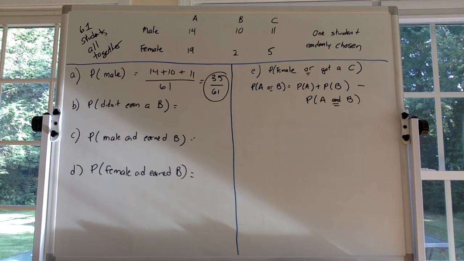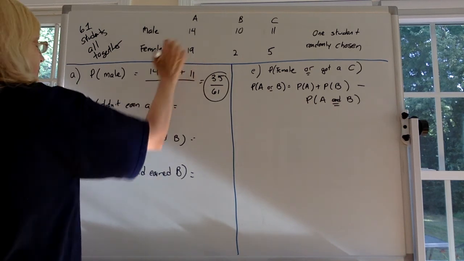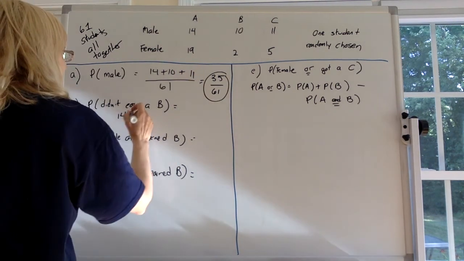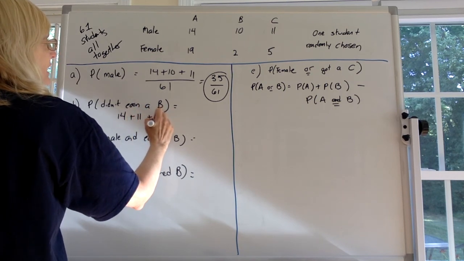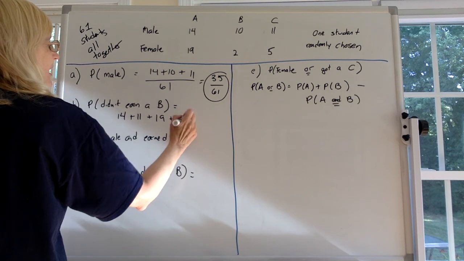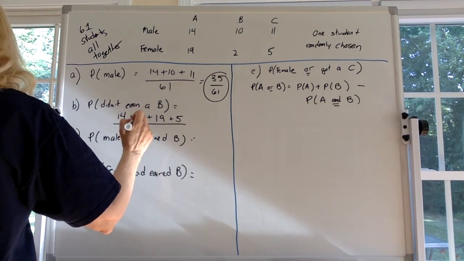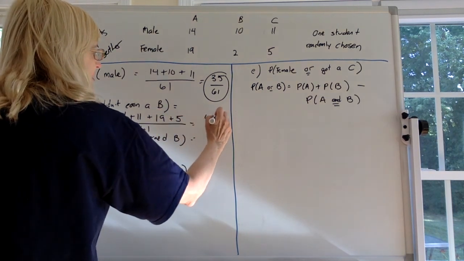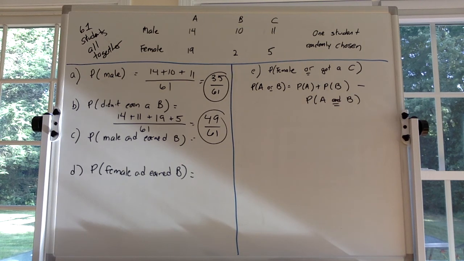Okay, how about part B? What's the probability that you pick a student that didn't earn a B? Remember, we're randomly picking one student who did not earn a B. So what are the groups of students that didn't earn a B? There's these 14 males that got A's, the 11 males that got C's, the 19 females that got A's, and the 5 females that got C's, out of 61. When you add that up, I think you get 49 over 61.